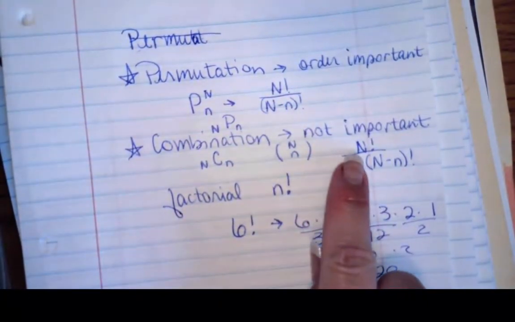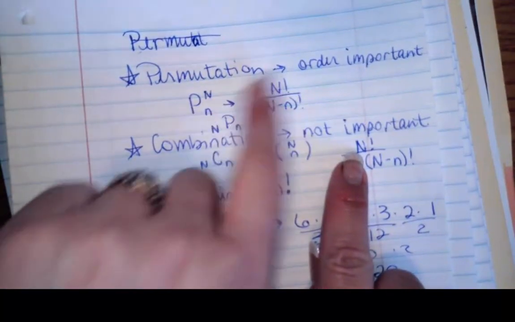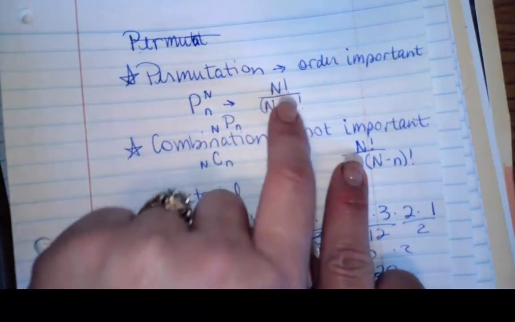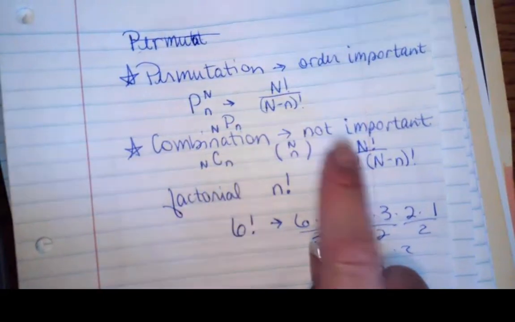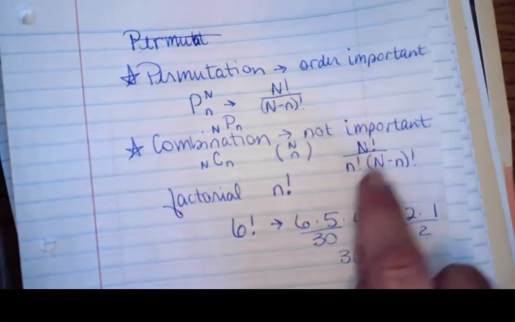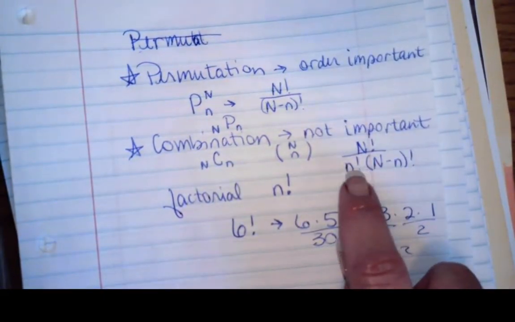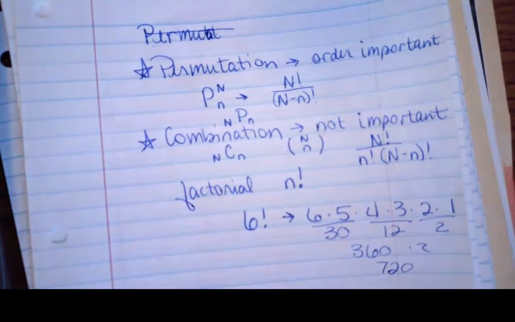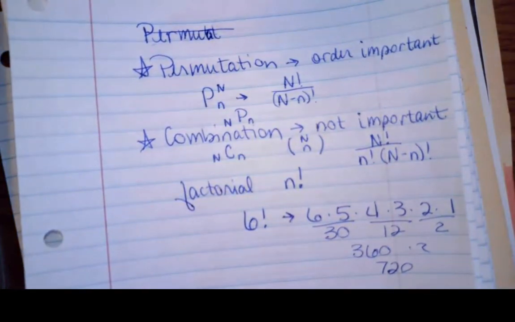It's just that I threw a little n factorial in as well. So the permutation order is important, and it's this part. The combination order is not important. It's the same thing, but we also divide by n factorial, little n factorial. Now, for the love, what language are you speaking?